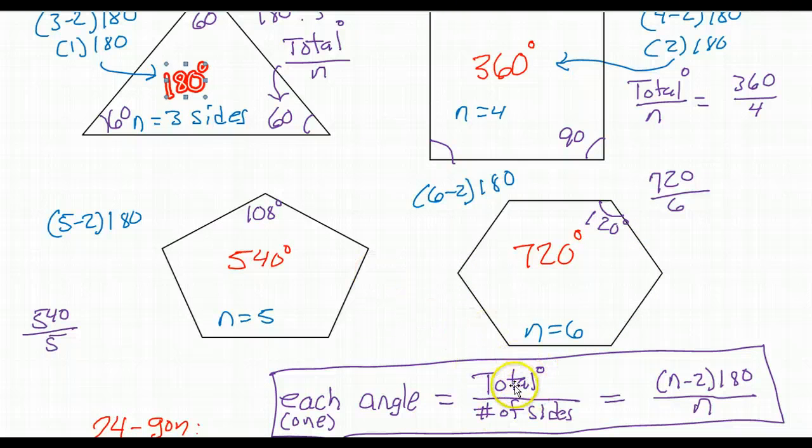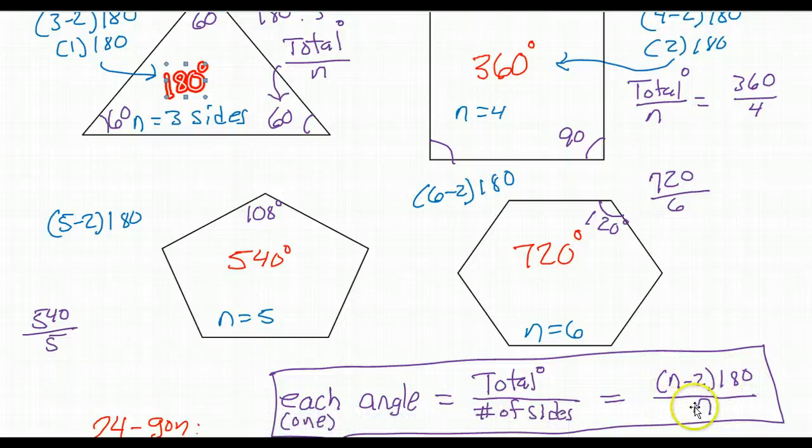Obviously, if I take the total degrees and share that equally, I'm going to get a single angle. So we can sort of work this as a formula, okay? Total degrees divided by the number of sides, that's how we get each angle, or one angle. Keep in mind that we find the total degrees by doing n minus 2 times 180, and the number of sides is n.